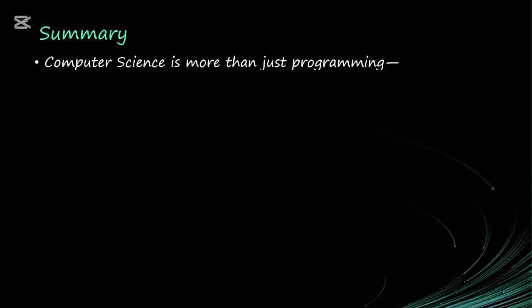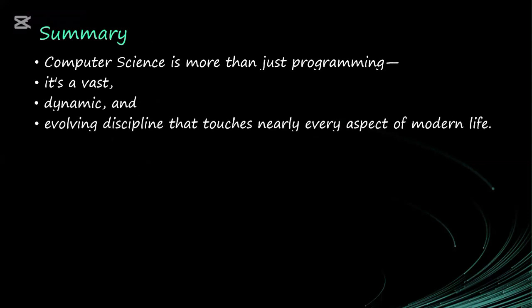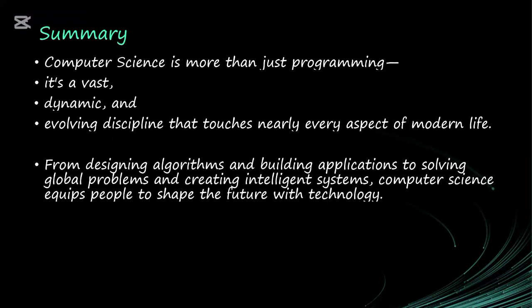So, in summary, computer science is more than just computer programming. It is very vast. It is dynamic. Most people think it's just computer programming. No, it's not just that. It is dynamic. It is an evolving discipline that touches nearly every aspect of modern life, from designing algorithms and building applications to solving global problems and creating intelligent systems. Computer science equips people to shape the future with technology.